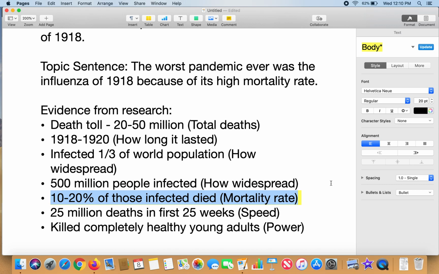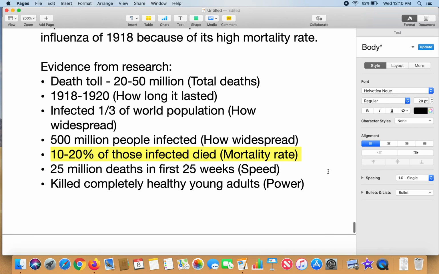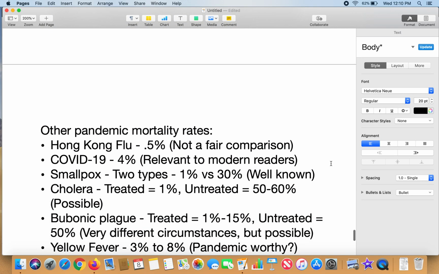Now that is not enough, because this does give the information about the high mortality rate of the influenza of 1918, but that does not establish it as the worst pandemic ever. So we would need further research, comparing it to other diseases' mortality rates. So you may have to go back and research more. Let's see what we found.